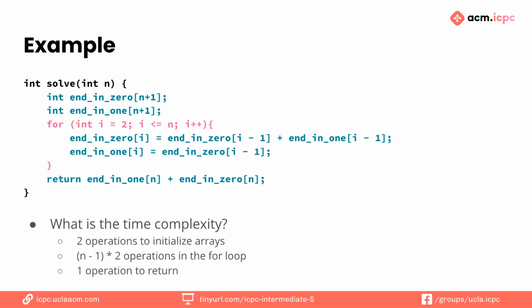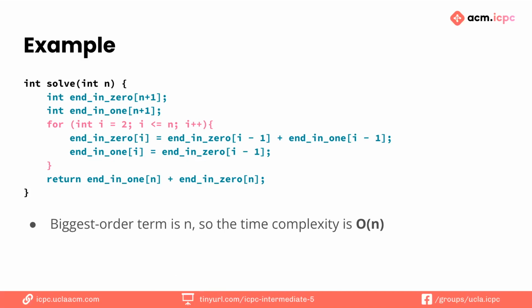We just have that here: 2 operations to initialize the array, we go through the for loop about 2n times, and then an operation at the end. And when you remove all the constant factors and low order terms, that is O of n.